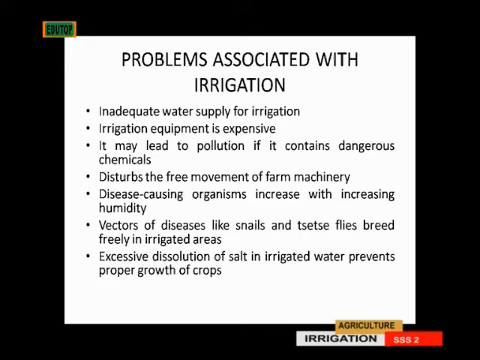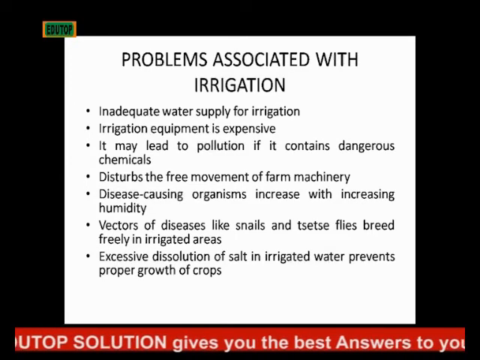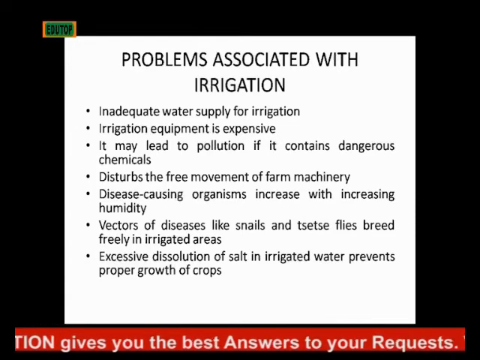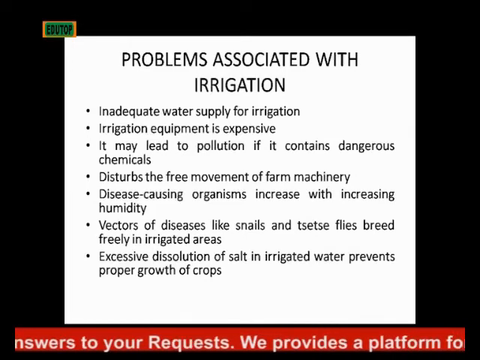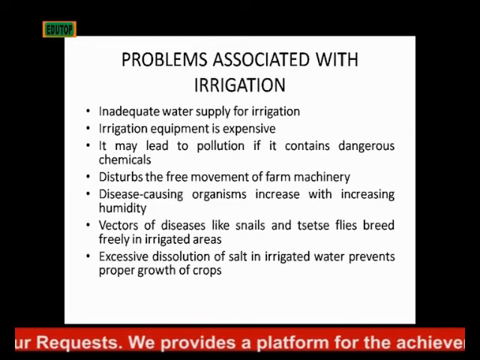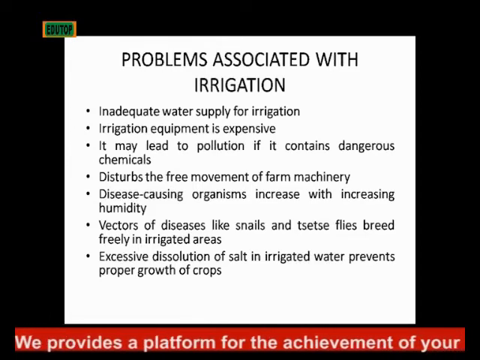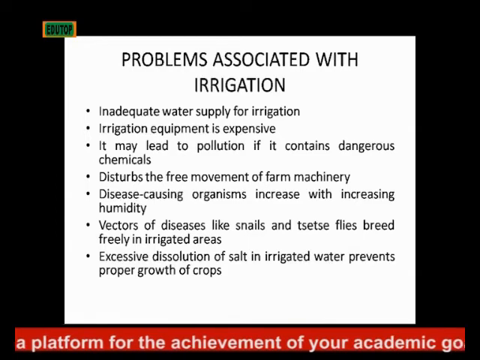Then it disturbs the free movement of farm machineries. Place pipe, place everything. Your farm machinery cannot move freely. Then disease-causing organisms increase with increasing humidity. Those pathogens thrive well when there is water. They can just get along with moisture. So that's another problem. Then vectors of diseases like snail and tsetse fly breed freely in irrigated areas. You know, they have water, they are enjoying themselves, they can just keep on breeding, and that is causing problem for the farmer. Then there is excessive dissolution of salt in irrigated water, which prevents proper growth of plants.